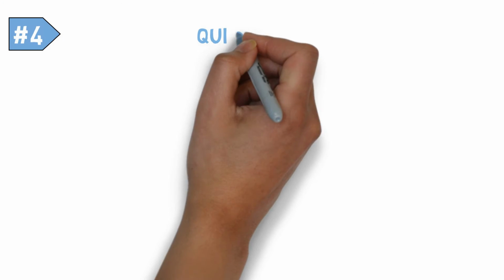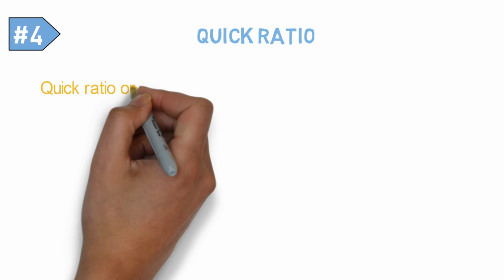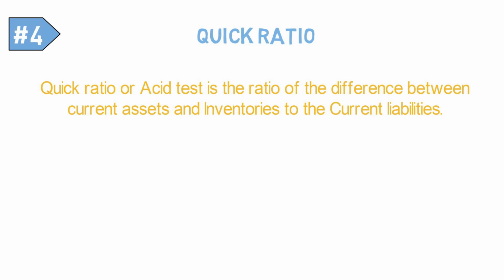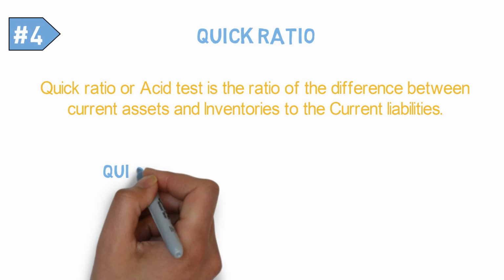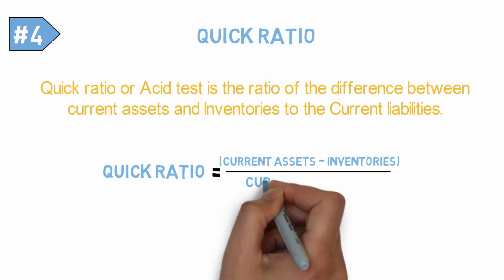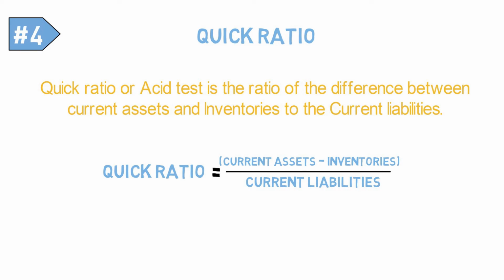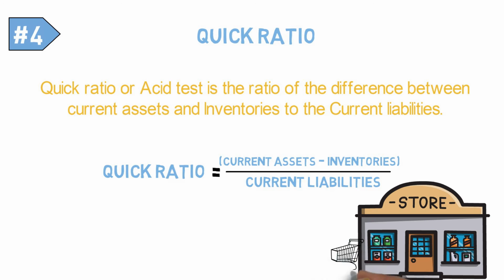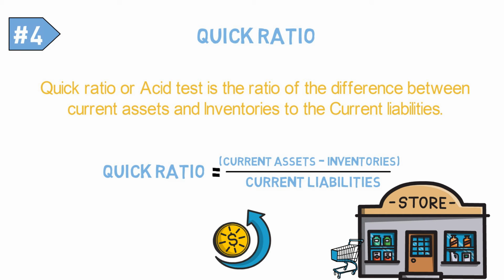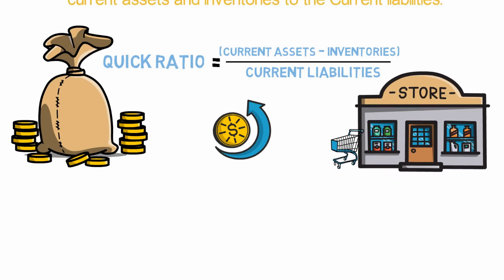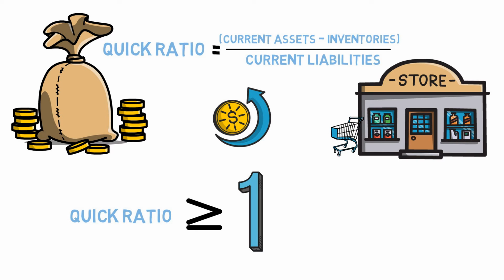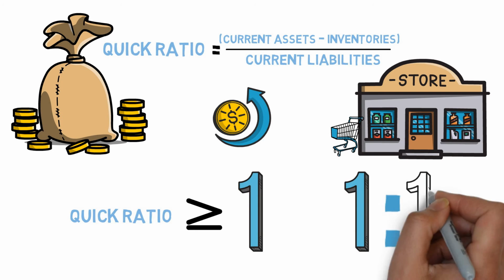Next is quick ratio. Quick ratio or acid test is the ratio of the difference between current assets and inventories to the current liabilities. Quick ratio is calculated as current assets minus inventories divided by current liabilities. Quick ratio is useful to know how fast a company converts its inventories into assets. Quick ratio or acid test of the company should be at least 1 times or 1:1.